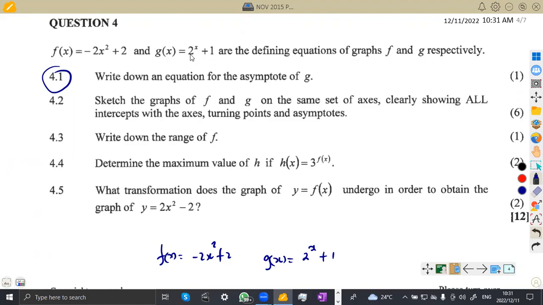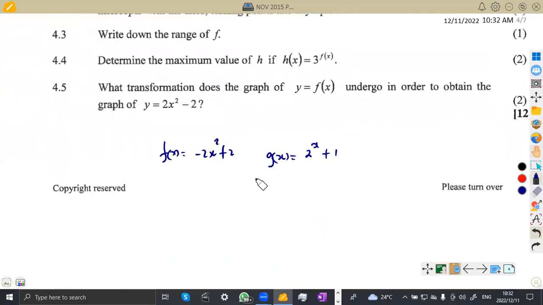Okay, this is our g. So you know the asymptote is at 1. This is an exponential function. So the value that is being added to y there, that's the asymptote in terms of y. Then x, you equate this value of x to 0. So which means the asymptote is going to be at x is equal to 0 and y is equal to 1. So that's 4.1.